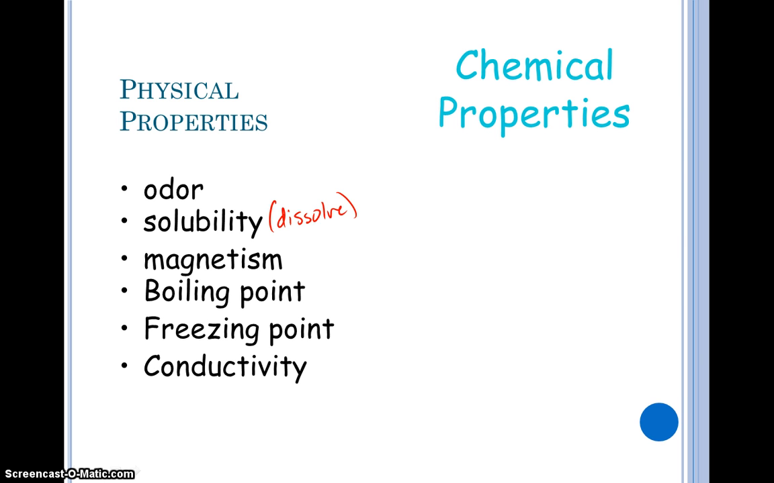And conductivity, whether or not you can pass an electric current. We know that metals conduct while nonmetals don't. So that would be a physical property that we could use to distinguish metals from nonmetals.